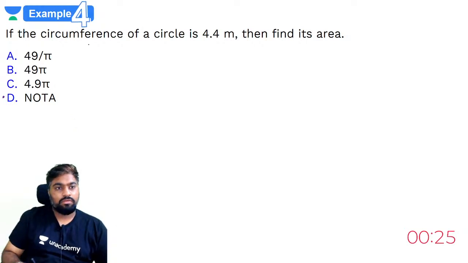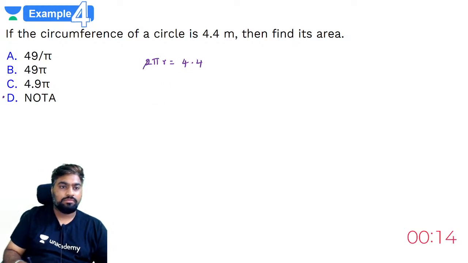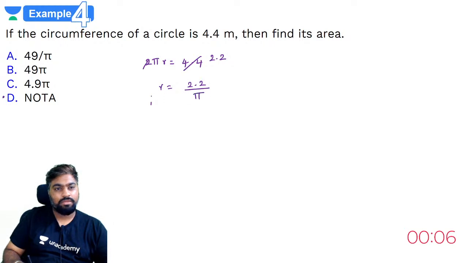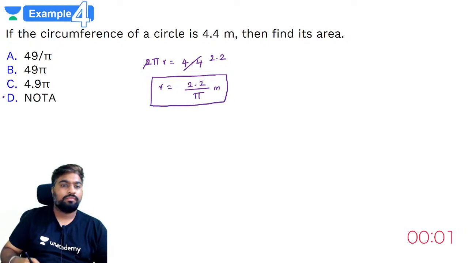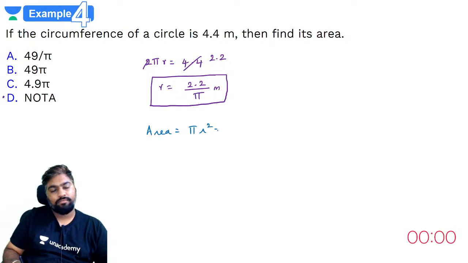Okay, so what is given? Circumference is given, which is 2 times pi times r is given as 4.4 meters. So you can say that the radius r is 2.2 by pi meters. With this, can you find out area of the circle? Done. Area is what? Pi times r square, which is pi into 2.2 by pi whole square.